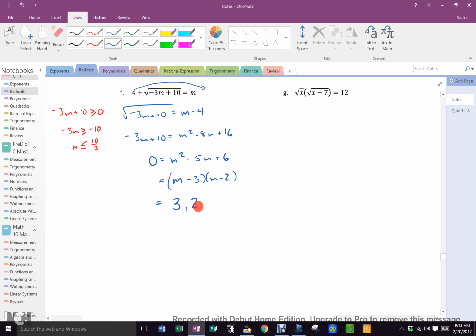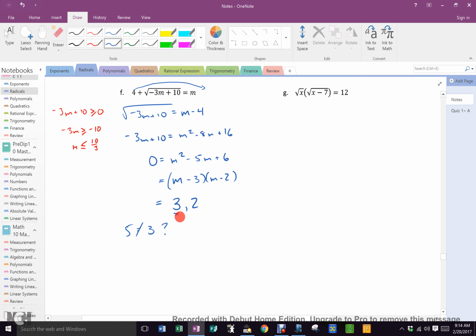Now, what's the question that every kid asks of their teacher when they get to the last section? Is this right, Mr. Myers? Can you check it for me? And what does Mr. Myers say to you? Check it yourself. How? By putting it back in. What's negative 3 times 3? What's negative 9 plus 10? 1. What's the square root of 1? 1. What's 4 plus 1? 5. Does 5 equal 3?